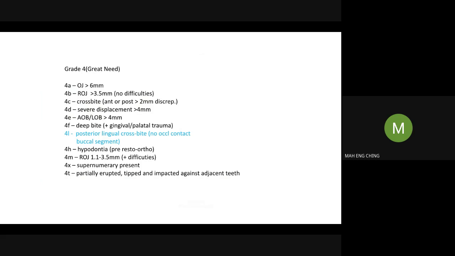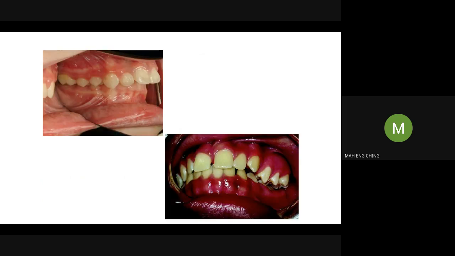Again, 4L is included crossbite, which is no contact on the buccal segment. So this one, you see the whole segment is in the scissor bite or lingual crossbite. When you refer to the crossbite, you refer to the lower segment. Let's say it's a lingual crossbite, then it means the lower teeth are biting more lingually. Buccal crossbite means the lower teeth are biting more buccally. So lingual crossbite or scissor bite, you refer to the lower teeth, which are biting more inward compared to the upper teeth. So like a scissor. So this one is like a scissor.